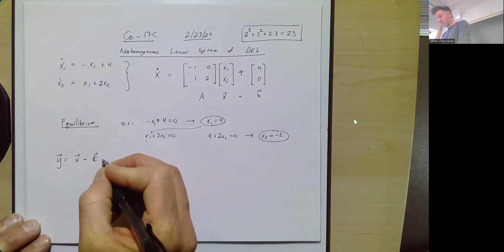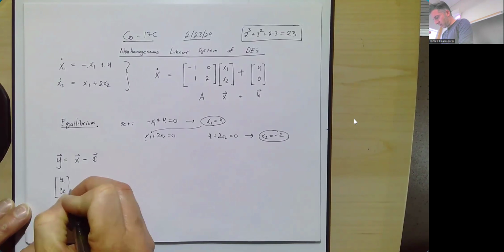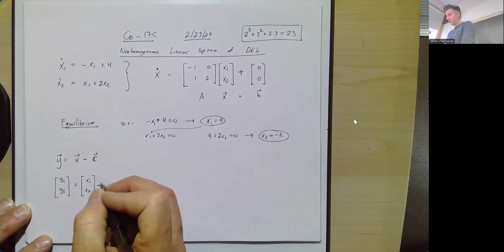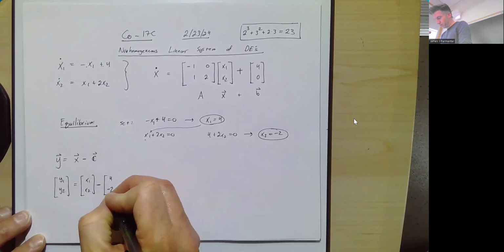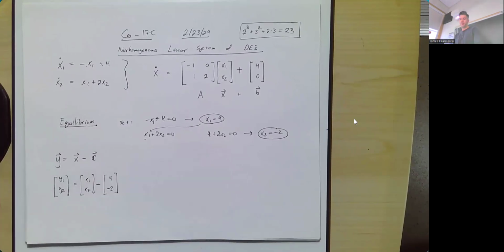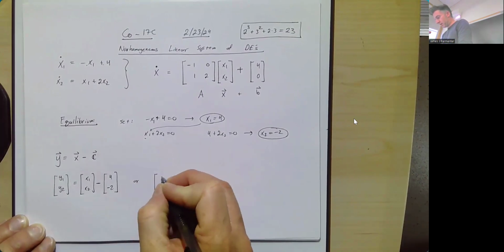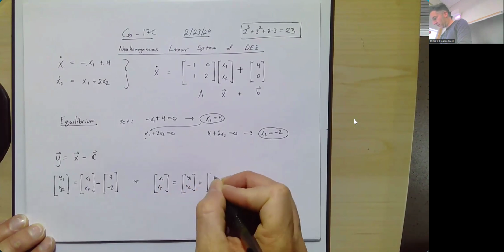Okay. So in this particular instance, we're going to say that our new vector y1, y2 is equal to our old x1, x2 minus our equilibrium here, our 4, -2. What we're really doing is we're going to add it over there, and we're going to get that x1, x2 is equal to y1, y2 plus 4, -2.